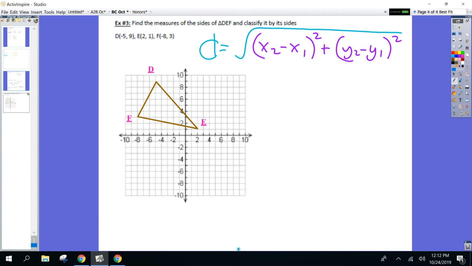All right, so what you are going to do right now, either on your own or in your group, doesn't matter. I'll give you about 5 or 6 minutes. You're going to find the length of DF. You're going to find the length of DE. And you're going to find the length of FE using the distance formula.